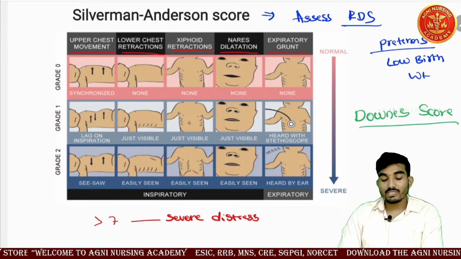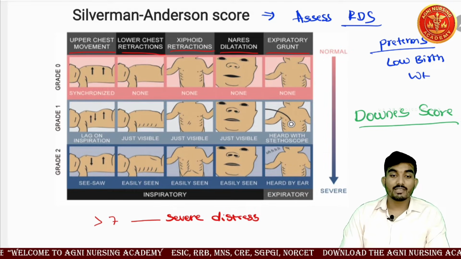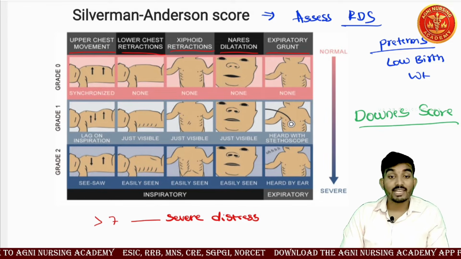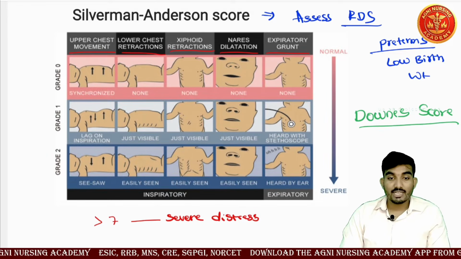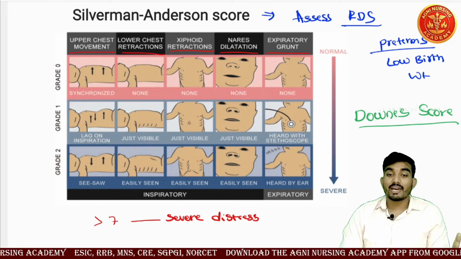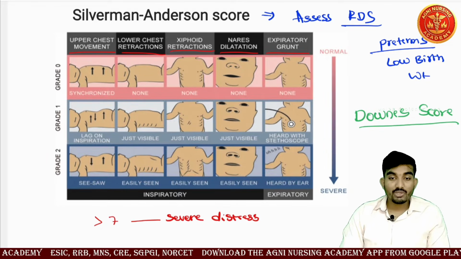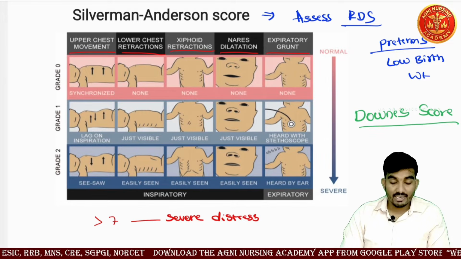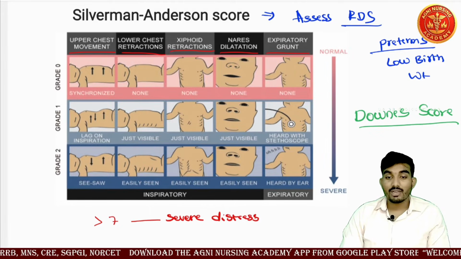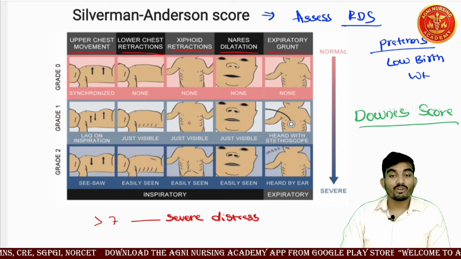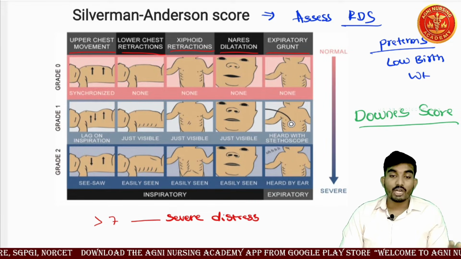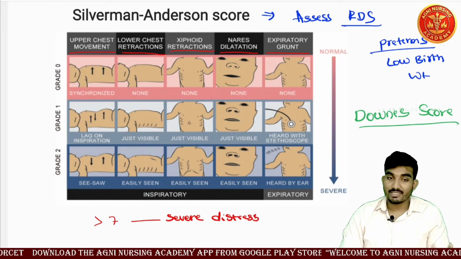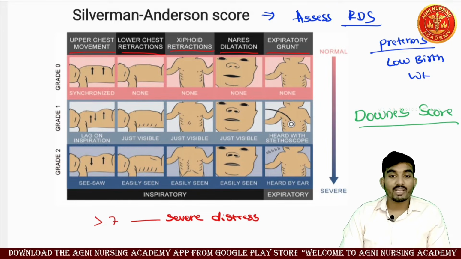This score is used specially to assess those who are on oxygen and mechanical ventilator. For that child, we use it to assess the respiratory distress, particularly in those who are on oxygen and mechanical ventilator. In that particular child, we use the Downey score to assess the RDS. Okay, don't confuse these 2 scores: one is the Silverman-Anderson score and the second one is the Downey score.